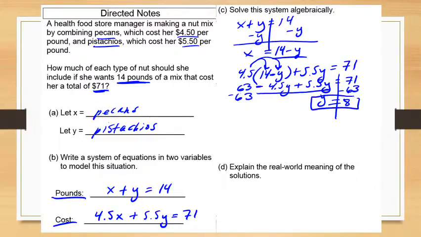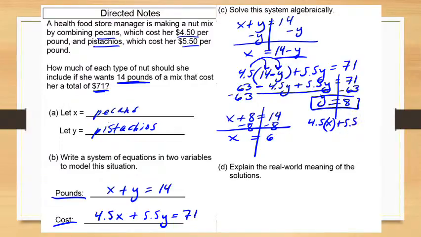But I'm going to check with my equations. Going back, x plus y, I think y is 8, equals 14. Subtract 8 from each side, and I have x equals 6. Again, I'm going to check my other equation as well, just to make sure that it works. So 4.5 times x plus 5.5 times y, which is 8, equals 71.